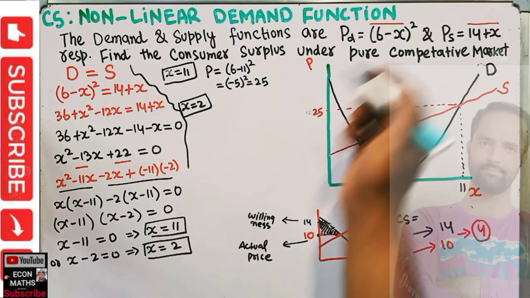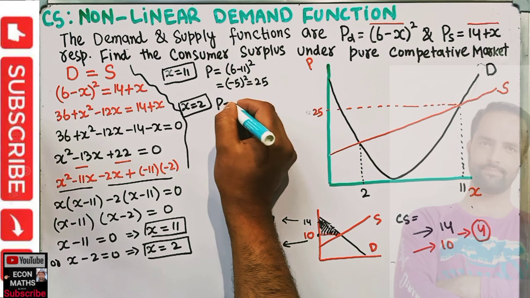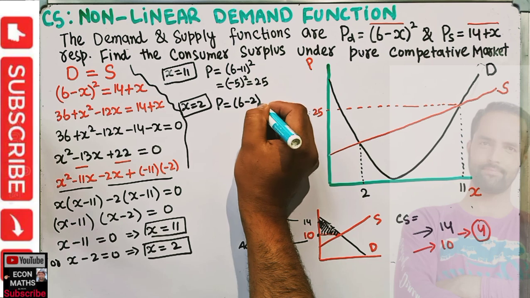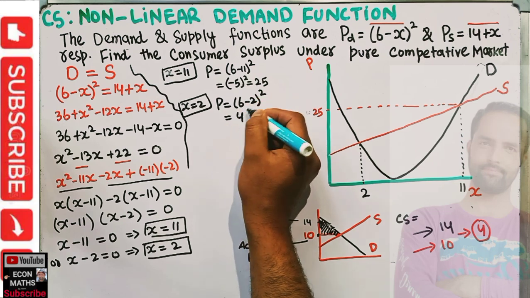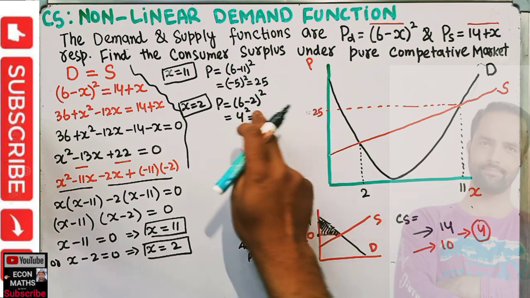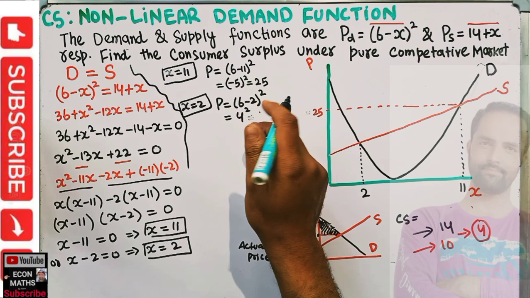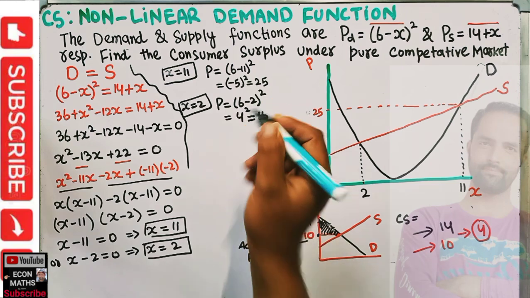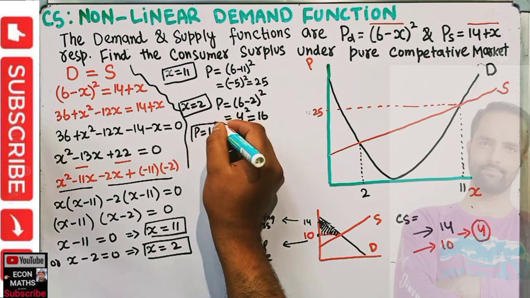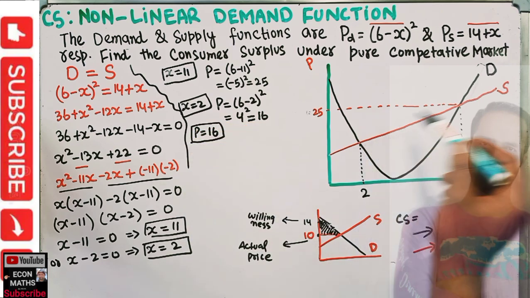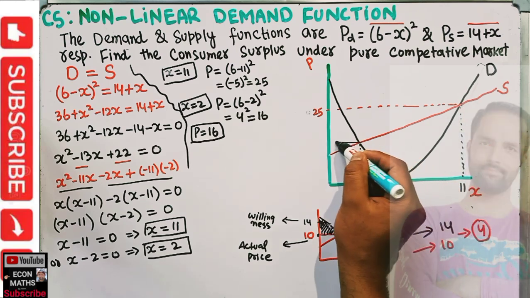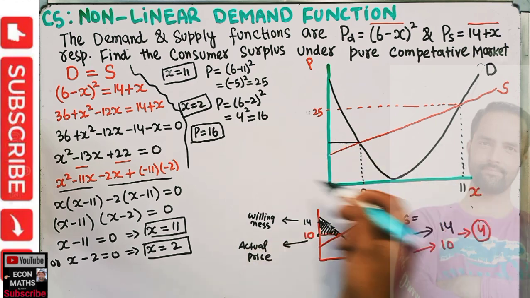what is the price? Just plug x is equal to 2 in the demand function, so we have 6 minus 2 whole square, so this is 4 square, 4 fours are 16. So the price is 16. Okay, so we got two equilibrium points, this point and this point. When x is equal to 2, our equilibrium price is 16.